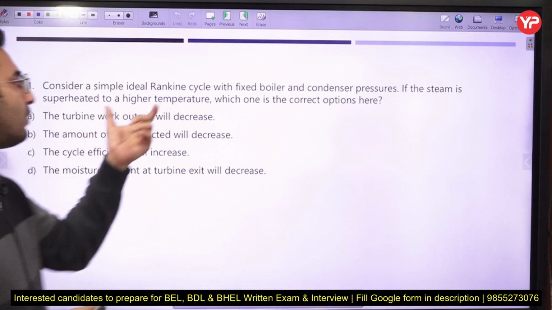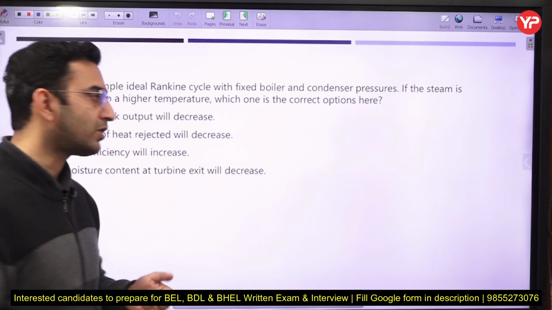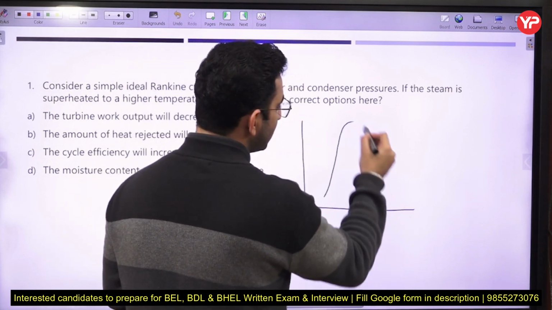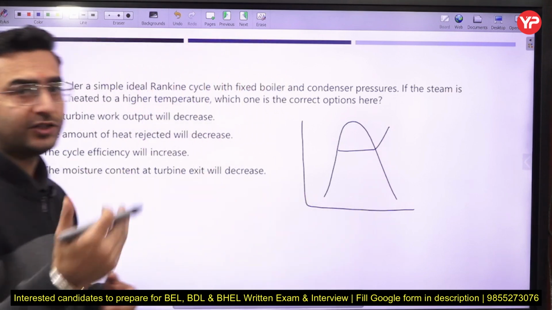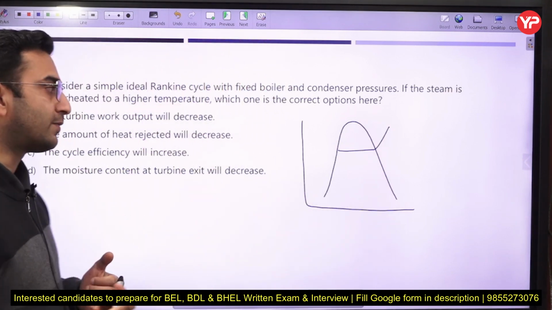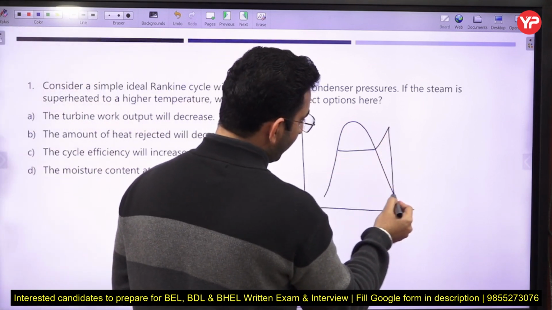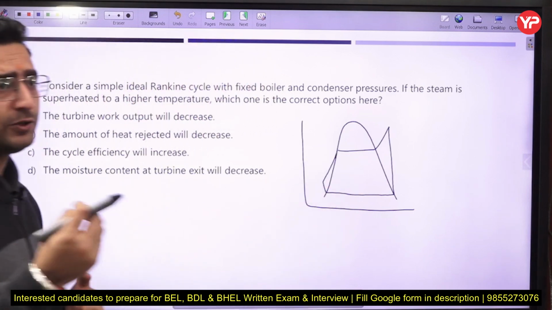Here we are talking about the Rankine cycle. The Rankine cycle is a practical cycle for a thermal power plant or a steam power plant, and it has four processes: isobaric heat addition and heat rejection, and isentropic compression and expansion. If I simply draw the TS diagram of the Rankine cycle, it can be shown something like this.